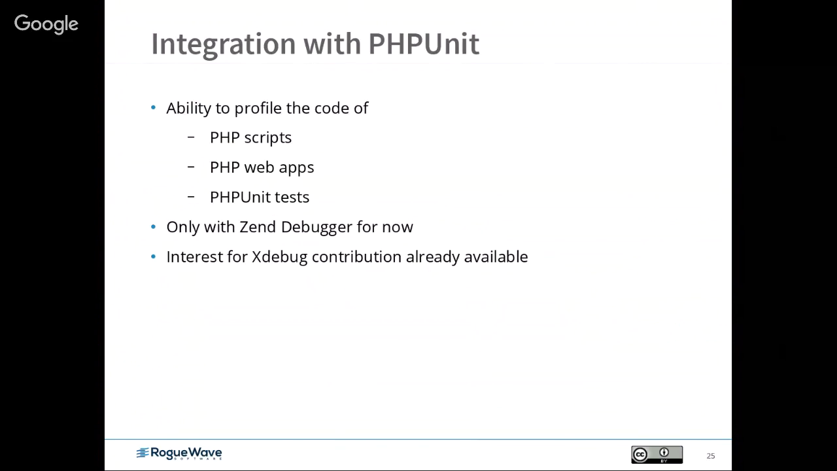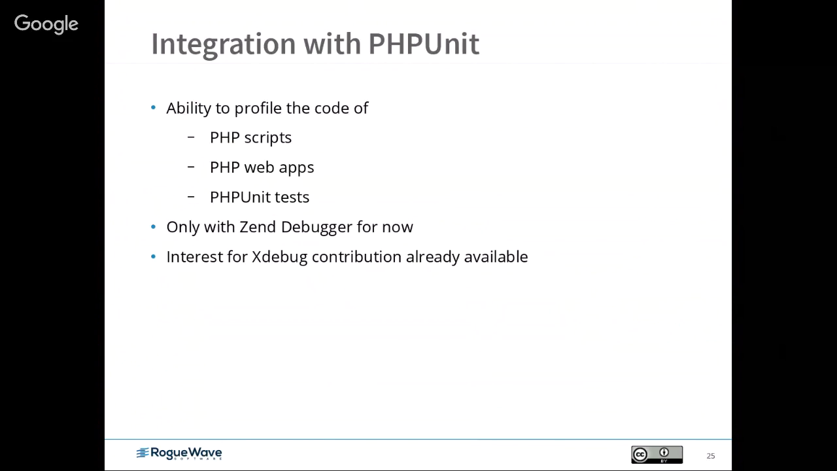So the profiler provides the ability to do CPU profiling of code that is run as a PHP script, a PHP web application, or PHPUnit tests. This profiling information comes from the debugger, and at the moment the profiler supports only Zend Debugger. Perhaps you know that there are several debuggers for PHP. Two of the most popular ones are Xdebug and Zend Debugger.